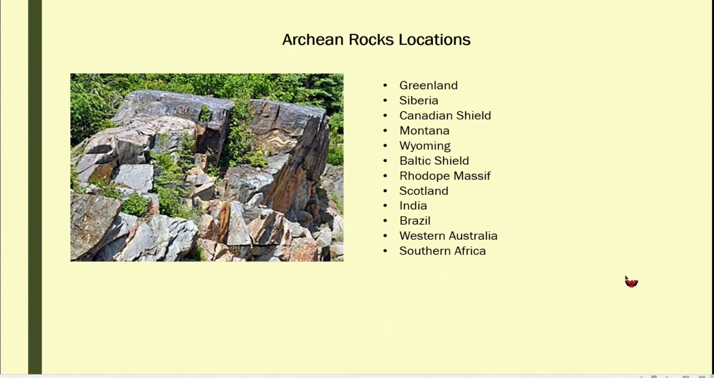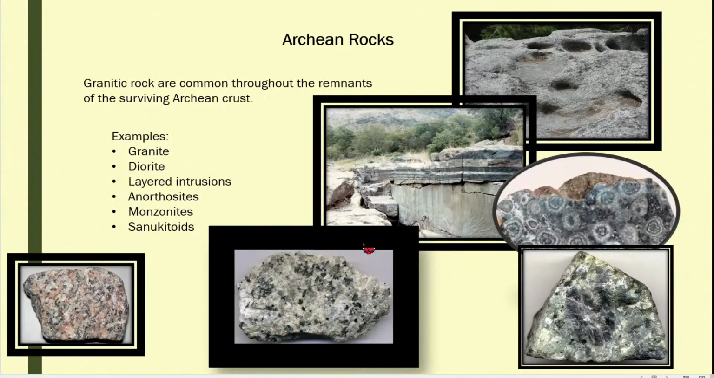So the Archean Rocks and their locations. The location of these formations of rock masses were in Greenland, Siberia, Canada Shield, Montana, Wyoming, Baltic Shield, Rhodope Massif, Scotland, India, Brazil, Western Australia, and Southern Africa. Archean Rocks.